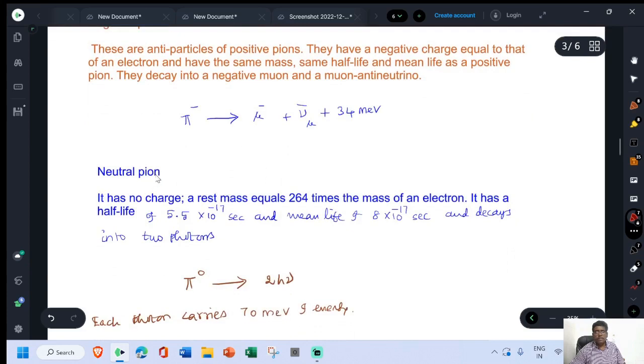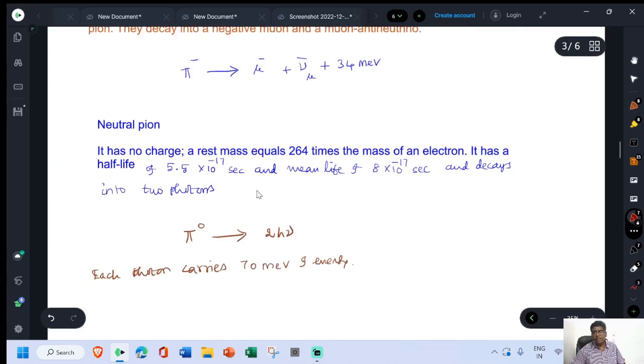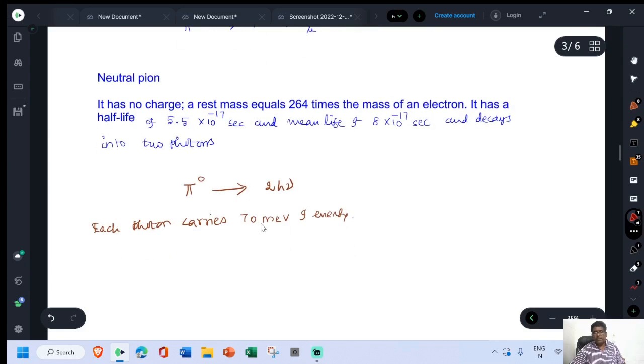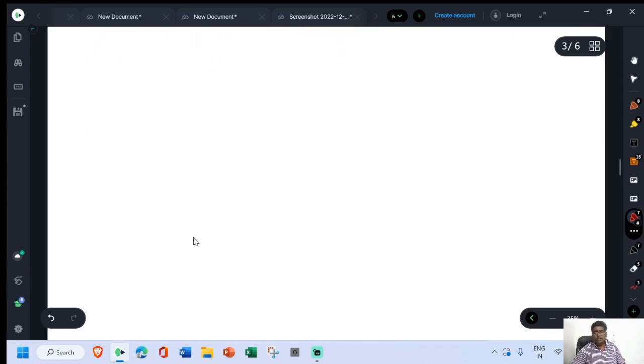Next classification is neutral pion. It has no charge. A rest mass equals 264 times the mass of an electron. It has a half-life of 5.5 × 10^-17 second and a mean life of 8 × 10^-17 second and decays into 2 photons. Each photon carries 70 MeV of energy.